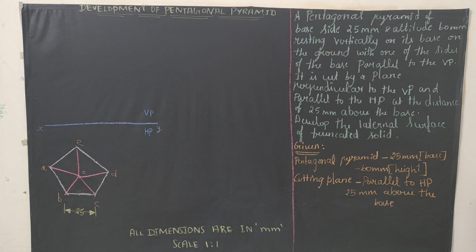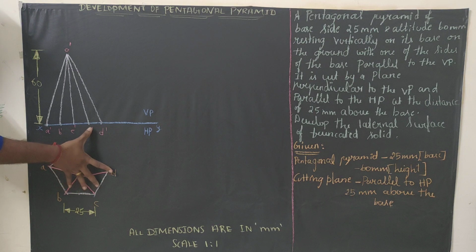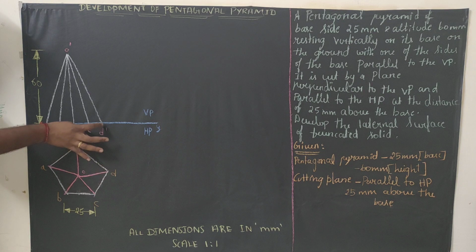Now the next step is to draw the front view of the pentagonal pyramid. We just extend all the top view points so that we can get the front view. Keep your scale vertically from A so that you get a point here. Keep your scale vertically with respect to B, E, C and D in the same way to get their points.